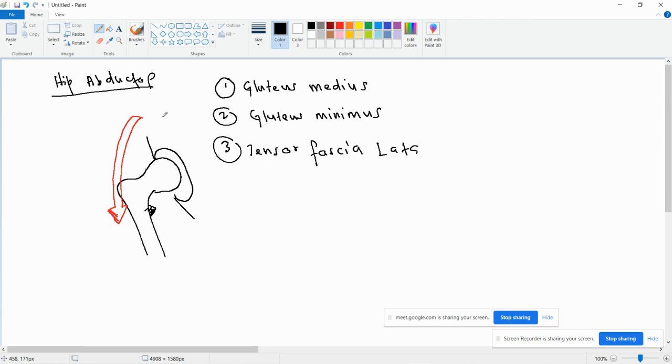All these muscles cross your hip joint laterally. When this muscle contracts, it contracts towards its origin. That's why you can bring your femur towards the origin to produce hip abduction.